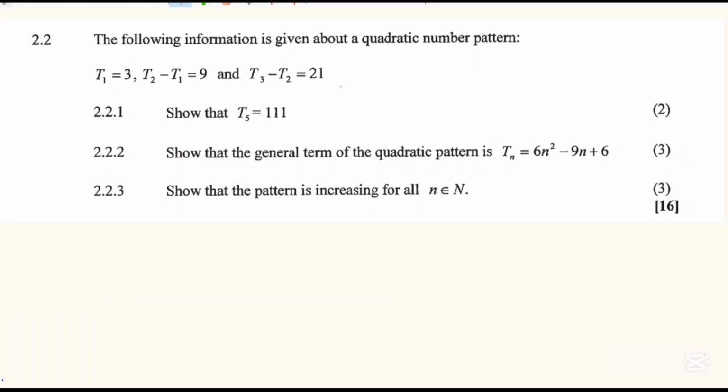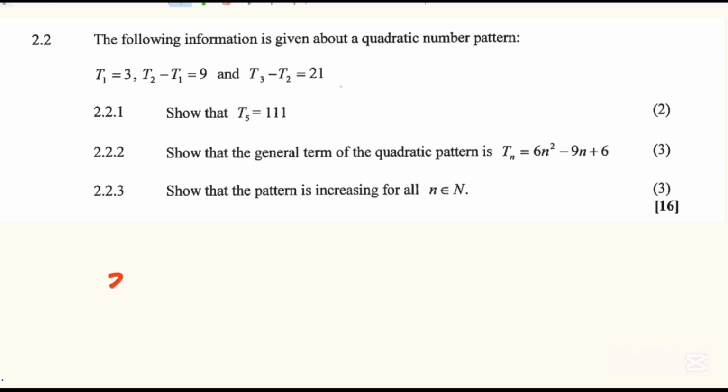In this video, we have the following information given about a quadratic number pattern, where term number 1 is equal to 3, term number 2 minus term number 1 is equal to 9, and term number 3 minus term number 2 is equal to 21. 2.2.1: we show that term number 5 is equal to 111.